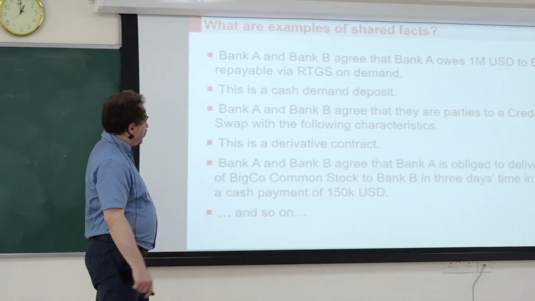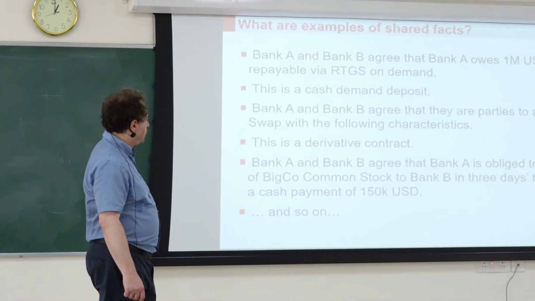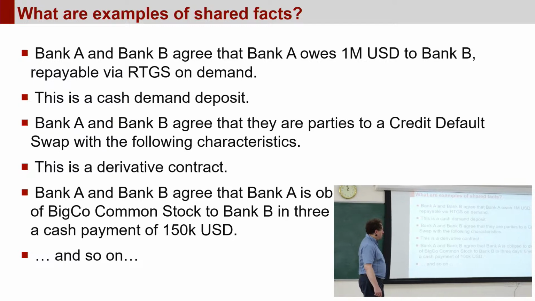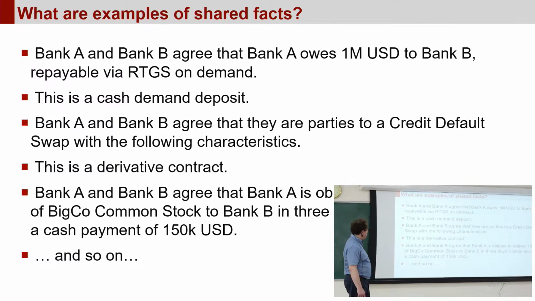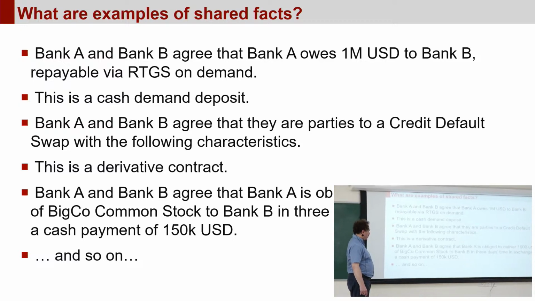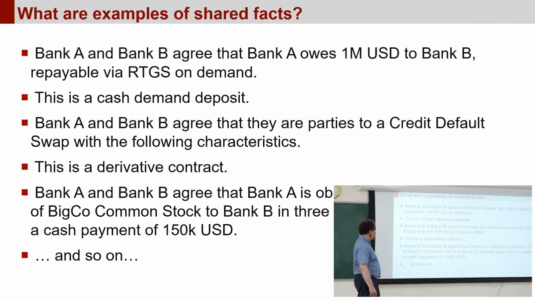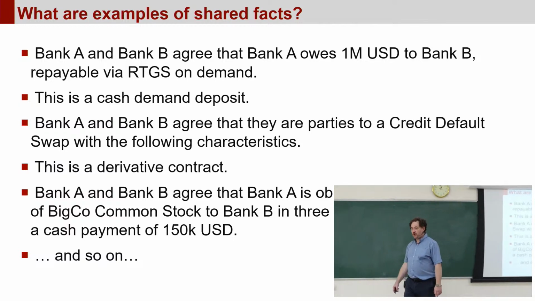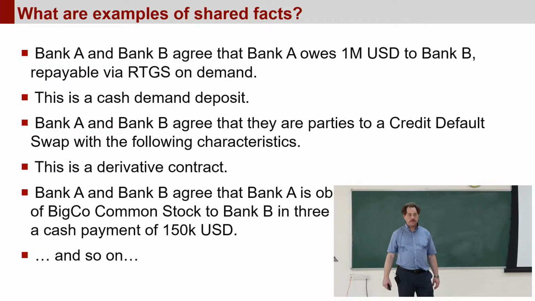So, what are examples of shared facts? Two banks may agree that one bank owes a certain amount of funds to the second bank, and that this amount needs to be repayable on demand. Another example, that this is a cash demand deposit. Two banks may agree that they are parties to some credit default swap. Two parties may agree to sign a contract. So contracts also play a very important role in Corda, but it's a different concept.